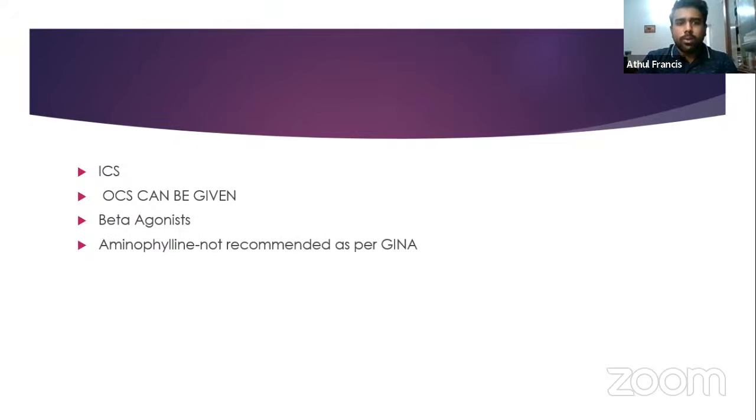I hope you were able to understand at least some basics of asthma, how to treat asthma, how to treat exacerbations of asthma, and all those things. So I'll just be summarizing. Basically, bronchial asthma, according to the definition, as I told, has symptoms that vary over time. It varies in intensity over time.